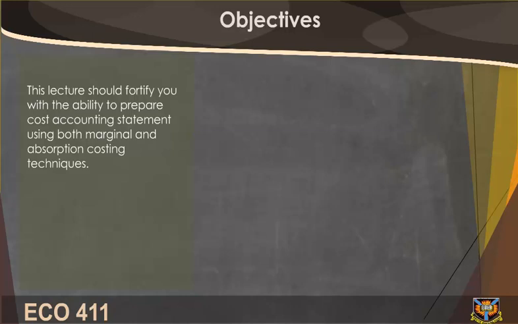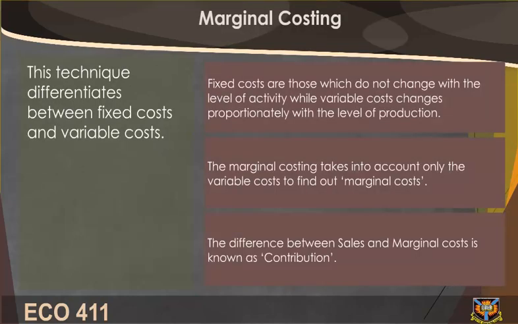Objectives. This lecture should fortify you with the ability to prepare cost accounting statements using both marginal and absorption costing techniques. Marginal costing. This technique differentiates between fixed costs and variable costs. Fixed costs are those which do not change with the level of activity, while variable cost changes proportionately with the level of production. The marginal cost takes into account only the variable cost.